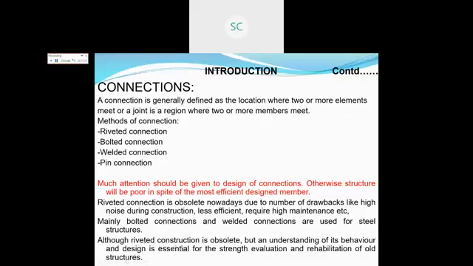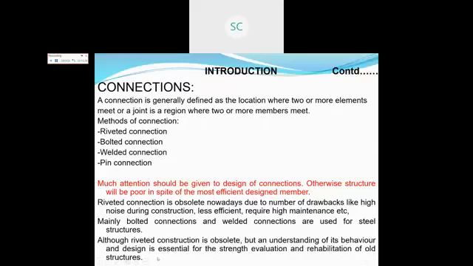Although riveted construction is obsolete and we are not going to design it, an understanding of its behavior and design is essential for the strength evaluation of a structure.